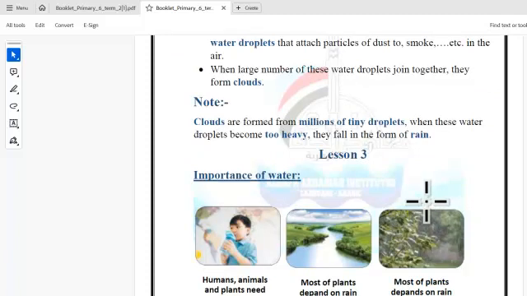Lesson 3. Importance of water. Humans, animals, and plants need fresh water to survive. Most plants depend on rain that falls from the clouds in the sky to grow.